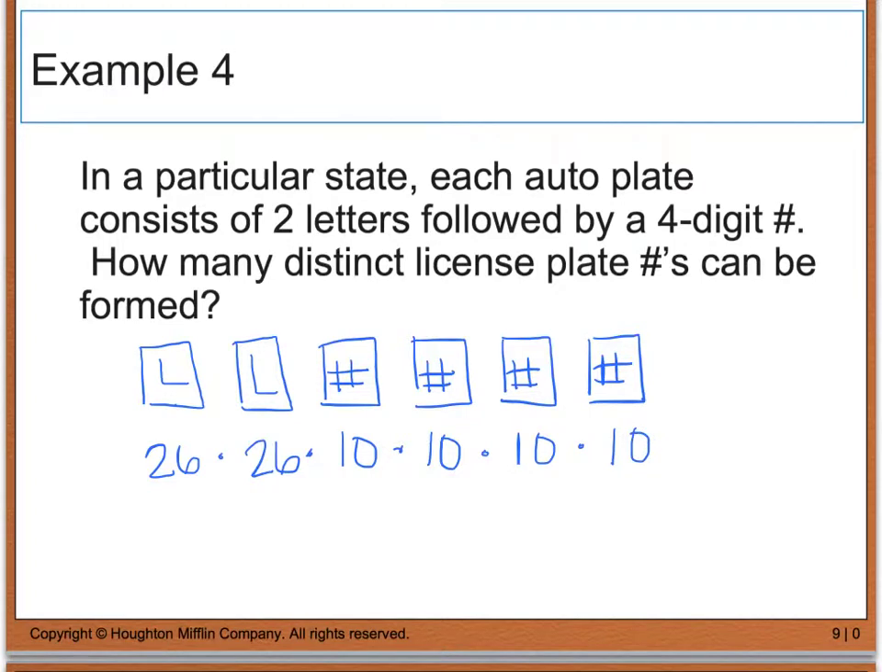So if I take all of these numbers and multiply them, 26 times 26 times 10 times 10 times 10 times 10, this is going to give me 6,760,000 different license plate combinations.